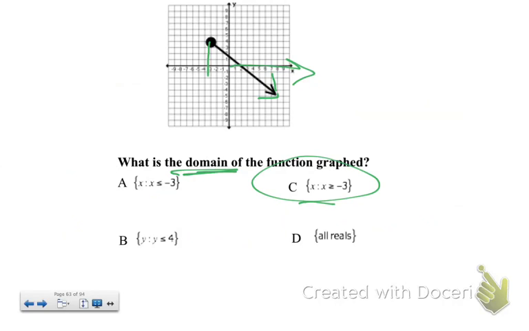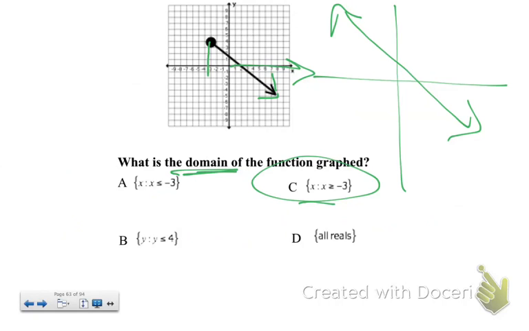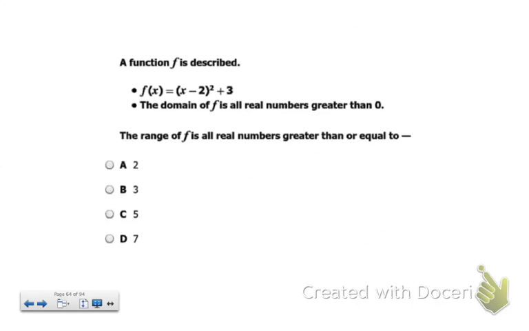Now, it's not all reals because of that point. Had it just been a line like this, going on and on in both directions, then it would be all real numbers. And again, y would be in reference to the range, so the domain is anything greater than or equal to -3.